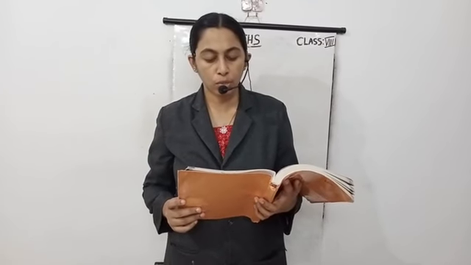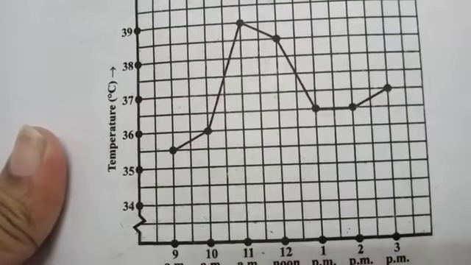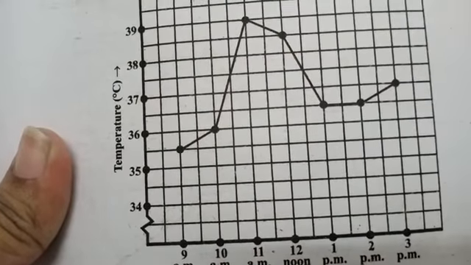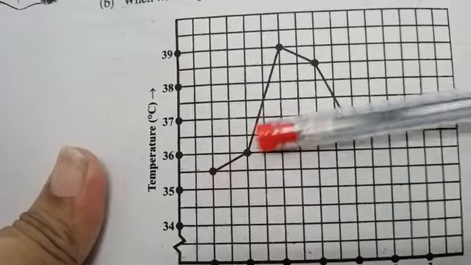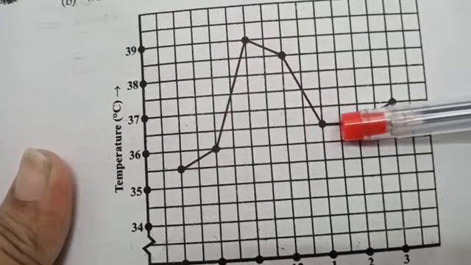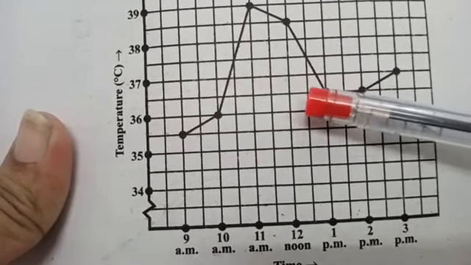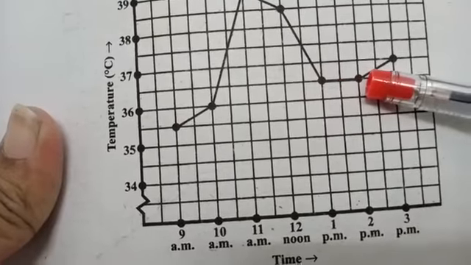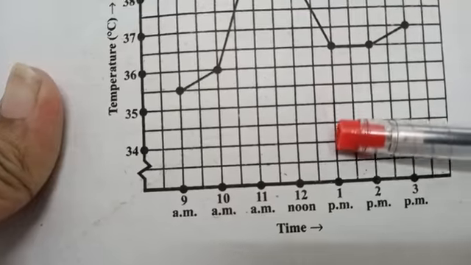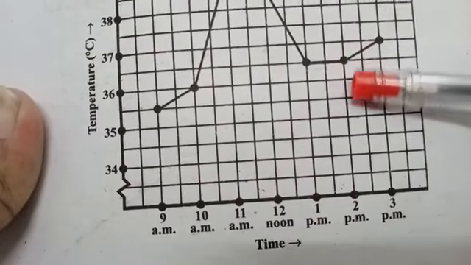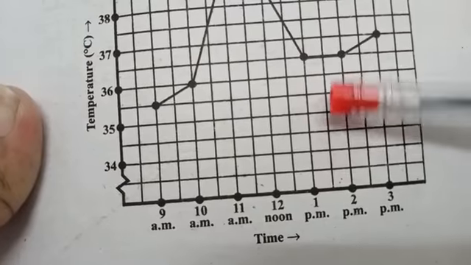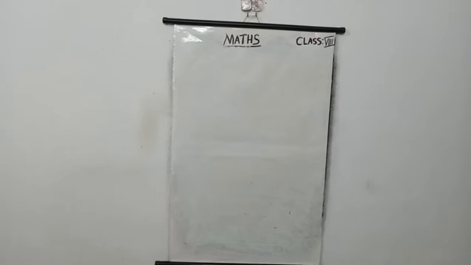Now question C. The patient's temperature was the same 2 times during the period given. What were these 2 times? Look at this graph for anywhere the temperature is the same. Yes, here the temperature is the same, 36.5. These 2 points are on the same line. The times corresponding to this are 1 p.m. and 2 p.m. So the answer is 1 p.m. and 2 p.m.